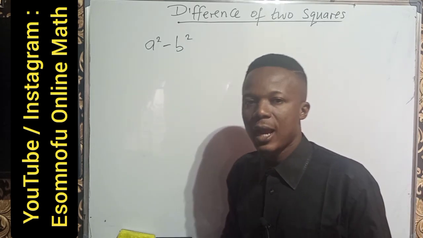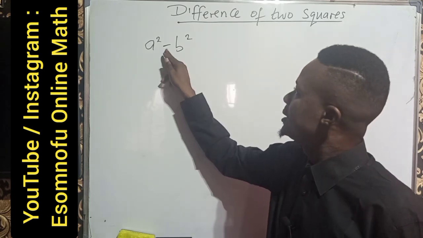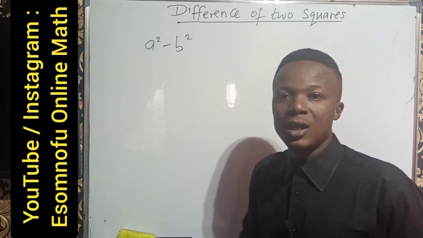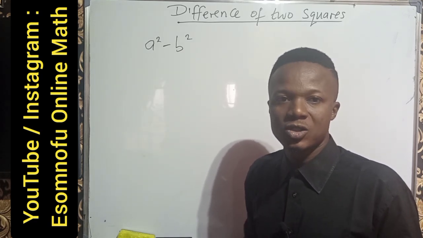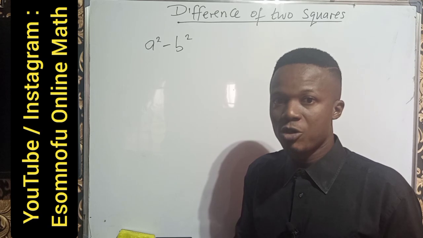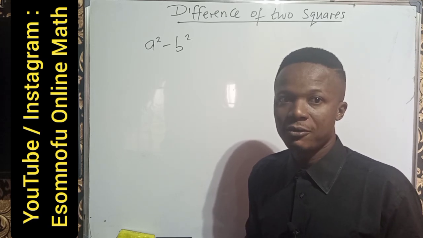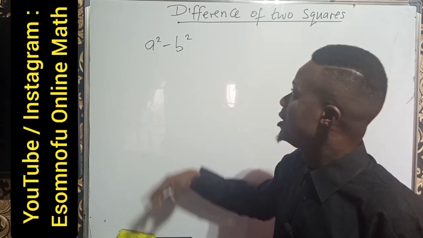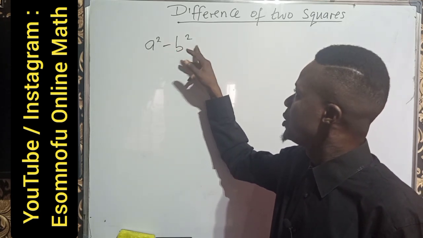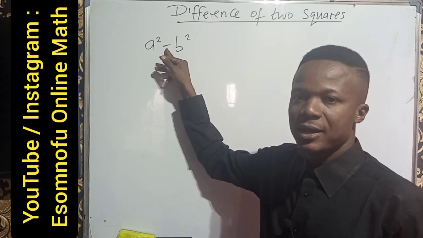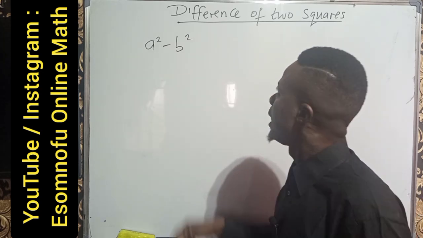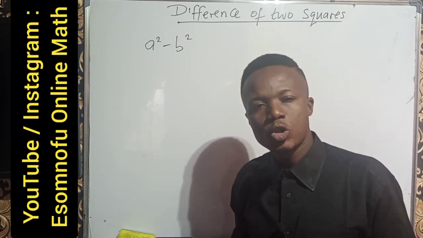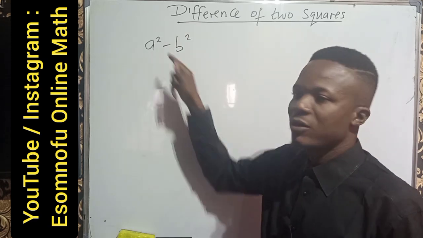We observe here clearly that the negative sign is linked with difference, because the difference between two numbers is just the answer you will get when you subtract the smaller from the bigger or the bigger from the smaller. That's the difference. So when you have a squared minus b squared, you know that this negative sign is synonymous with difference, and this is a square and this is a square. So how many squares are we seeing here? Two.